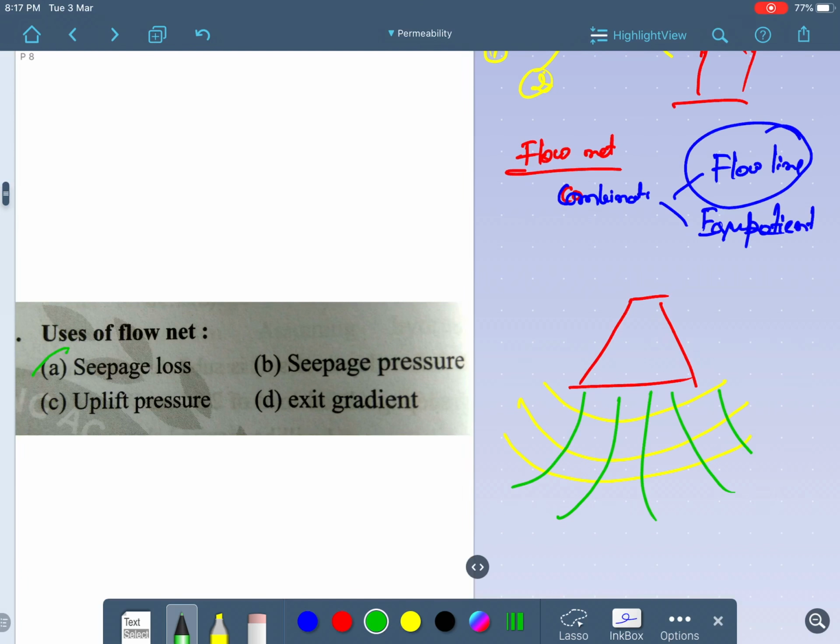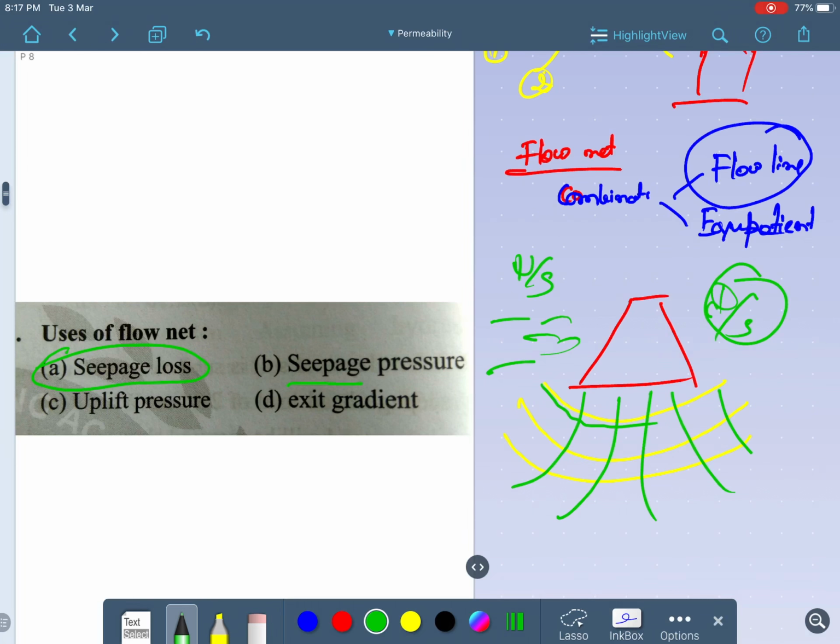First one is seepage loss. To find the seepage loss: some of the water which is present on the upstream side is present on the downstream side. Due to the seepage, water is going to get lost. So the quantity of loss that is taking place because of this is what we are going to find. That is the first use of the flow net.